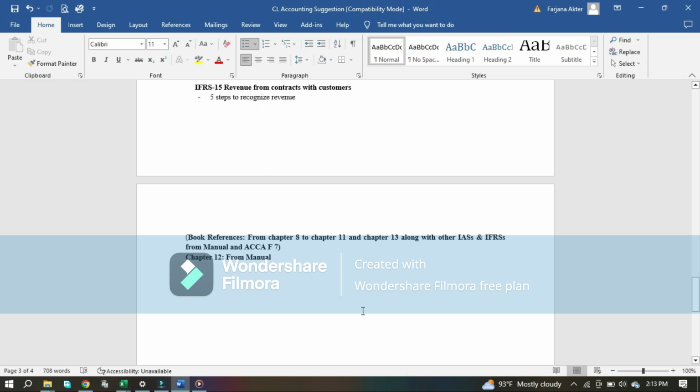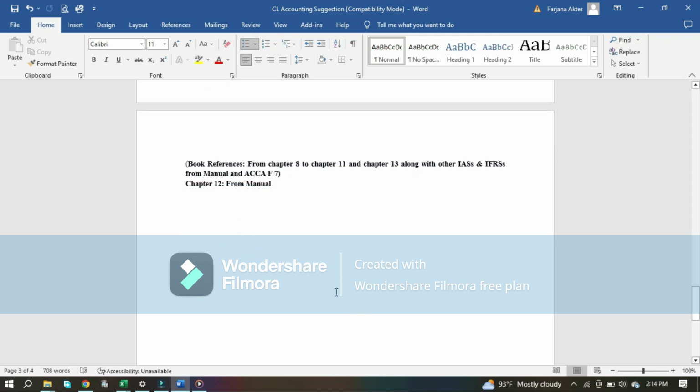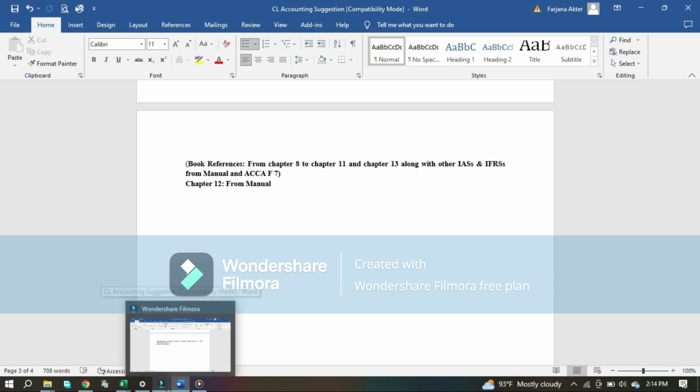Book references, from Chapter 8 to Chapter 11 and Chapter 13 along with other IASs and IFRSs from Manual and ACCA F7. Chapter 12, from Manual.